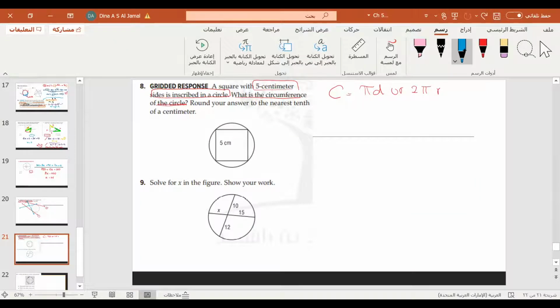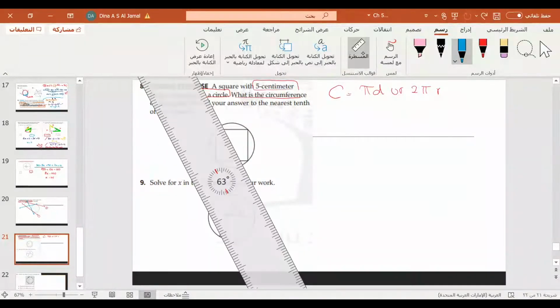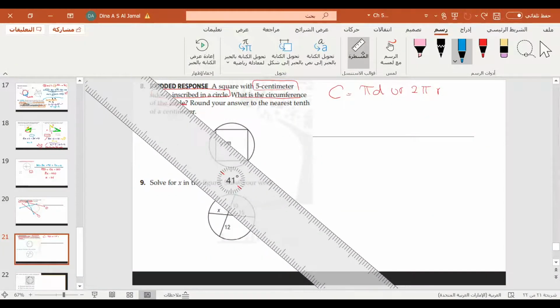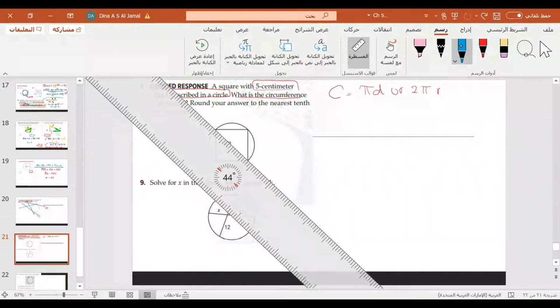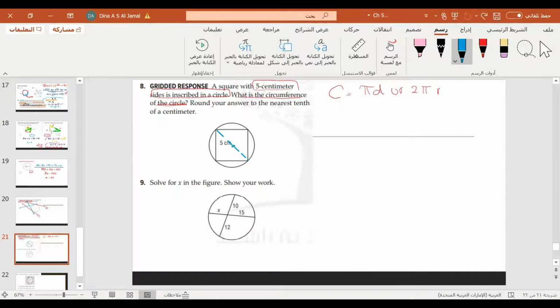Always connect this inscribed square inside a circle to the idea of having a right angle triangle inside this square. That means you can just draw here a right angle triangle which is passing through the center and having a right angle here. So your diameter will be this, and each side will be 5 for you.